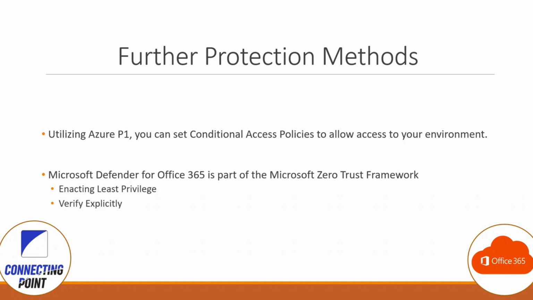You want to verify explicitly. This is where your multi-factor and your conditional access policies come in. You want to make sure that whoever is signing into your environment is exactly who they say they are and not some sort of malicious user. And the last part is you want to assume breach. This is where your anti-phishing and your attack simulator go. If you assume that your environment's already breached, what things can you have in place to prevent any further damage from being done?